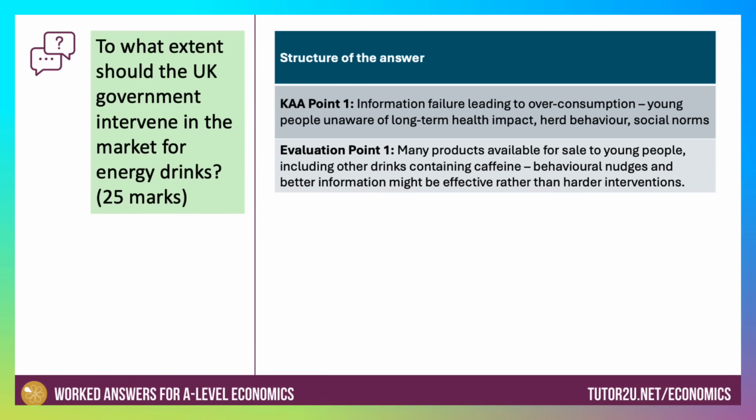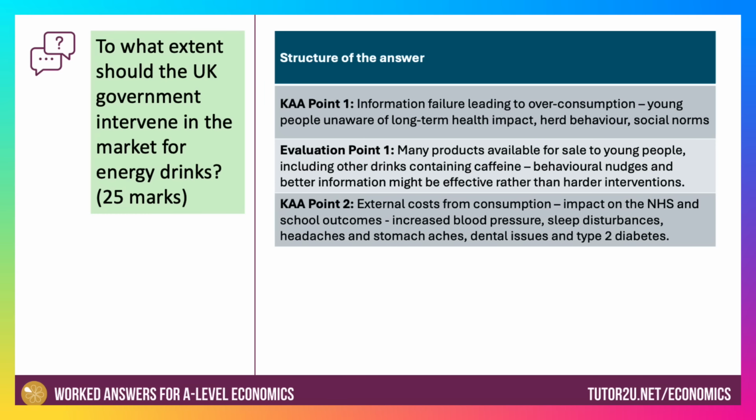And instead of intervening with regulations and bans and taxes, perhaps the approach should be to have a soft intervention through behavioural nudges, information campaigns. Perhaps they might be more effective than harder interventions. Second point, obviously, would be externalities, the increased costs on the NHS, including dental care, school outcomes, educational consequences from increased blood pressure, sleep disturbance, headaches, stomach aches, hyperactivity, dental issues and type 2 diabetes. It's important, I think, if you're writing this, not to think about the concept of external cost in isolation. Try and link it to something. So, for example, blood pressure and diabetes then.